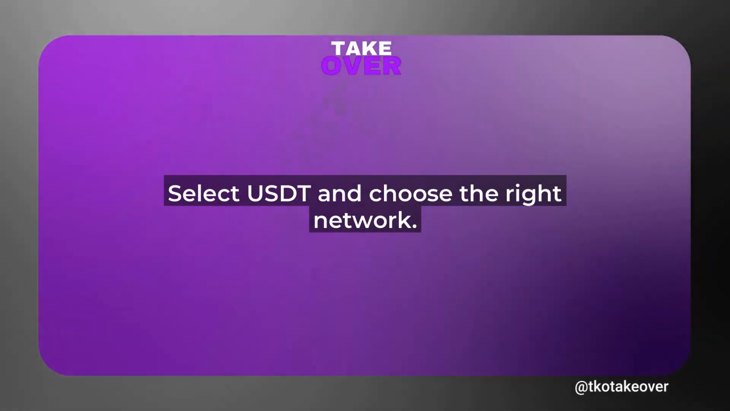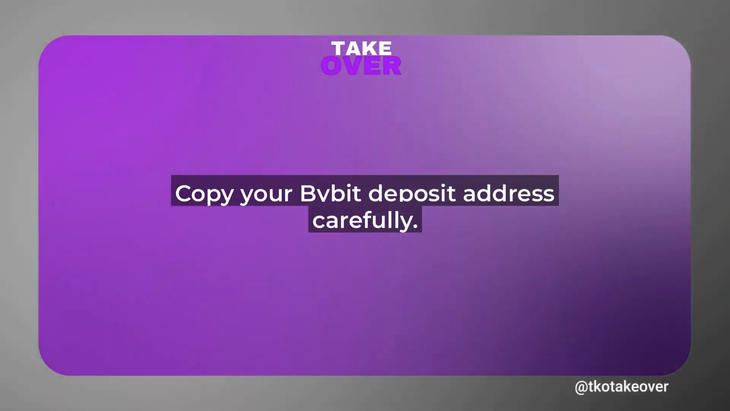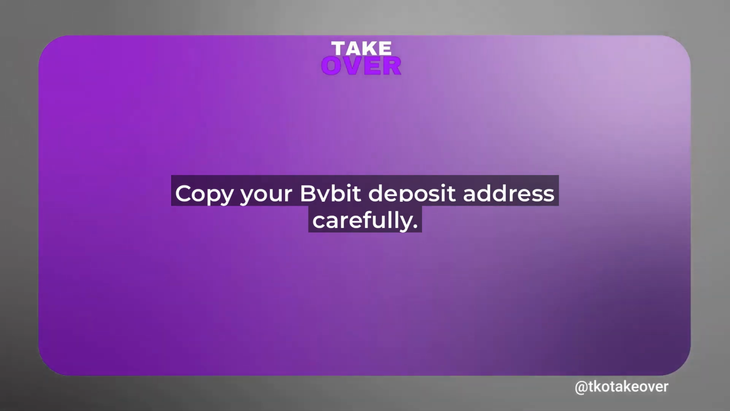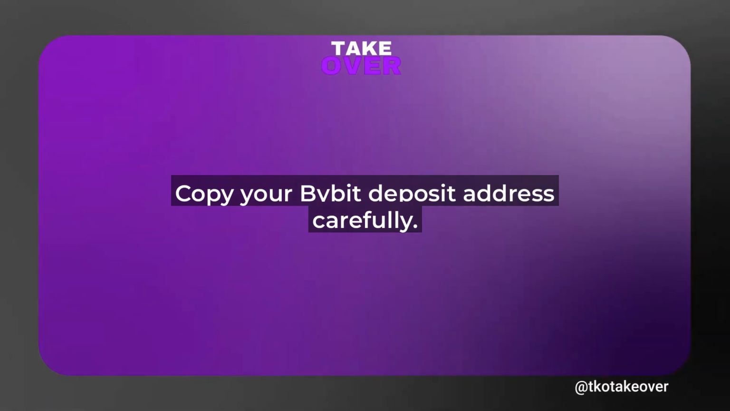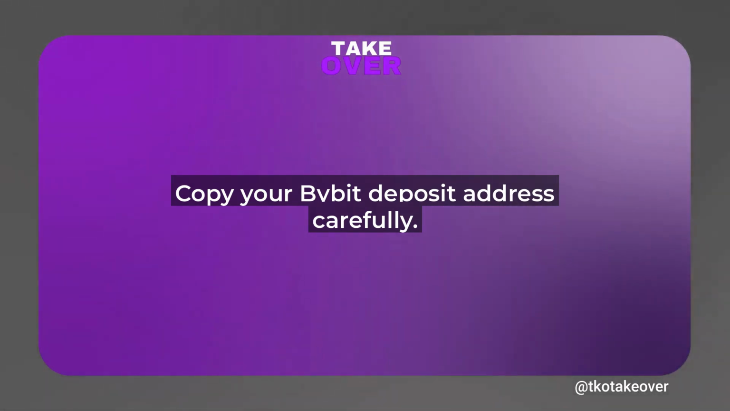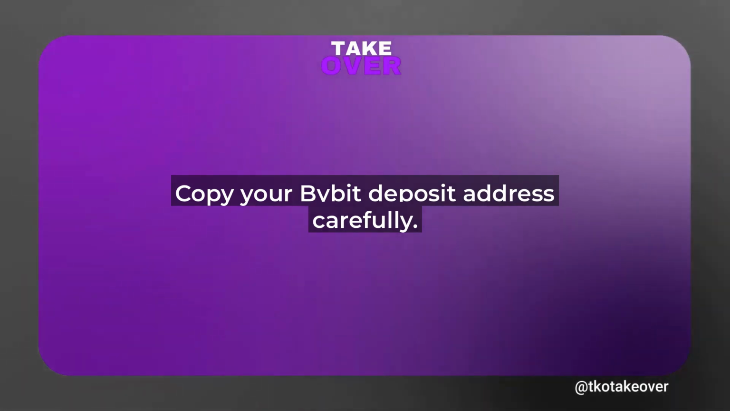Now, head over to the wallet or exchange where your USDT is currently stored. This could be another crypto platform like Binance or a personal wallet like Trust Wallet. Go to the Withdrawal or Send section. Paste the Bybit address you copied, select the correct network to match what Bybit provided, and enter the amount of USDT you want to transfer.